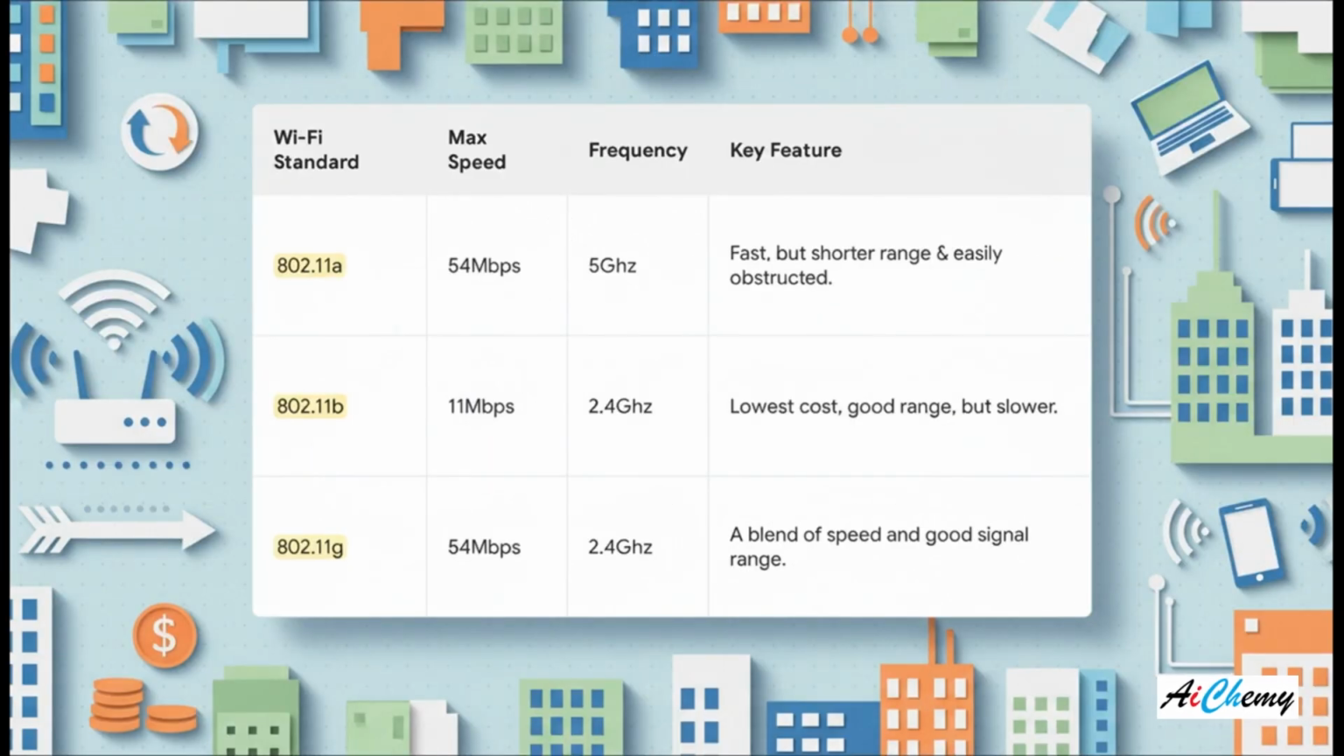Let's just take Wi-Fi as a quick example. You've probably seen these codes like 802.11a, b, or g on your router box. Well, they aren't just random letters. They represent real trade-offs. Some, like A, were really fast but had a shorter range. Others, like B, were slower but could go further. The newer standards are always trying to find that perfect sweet spot between speed, range, and cost.